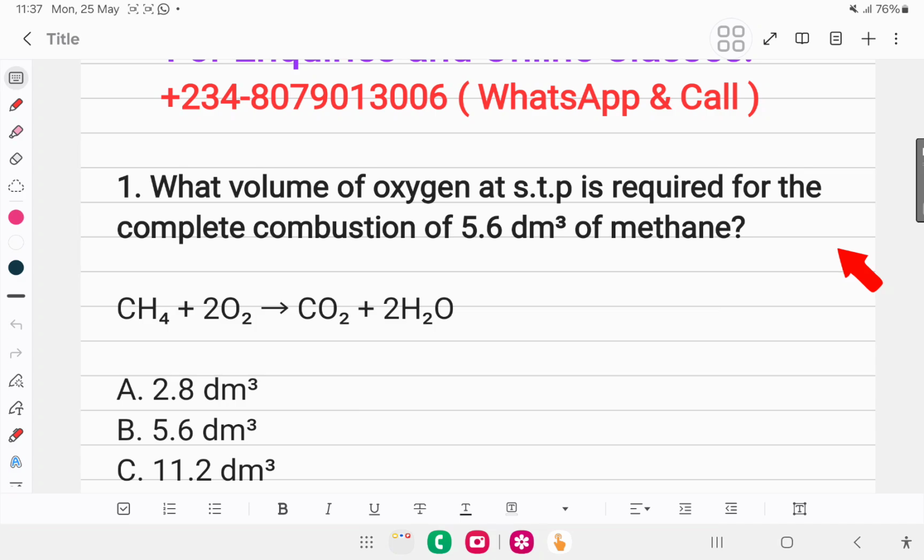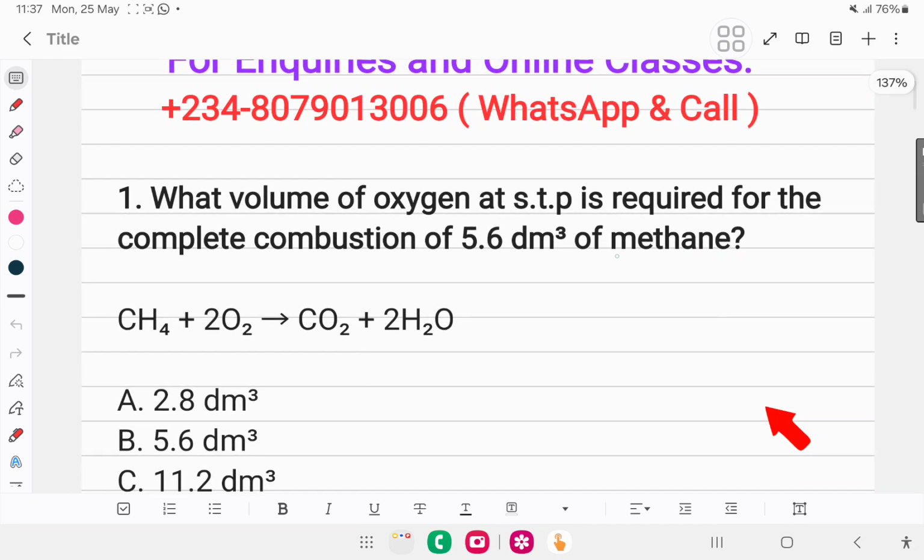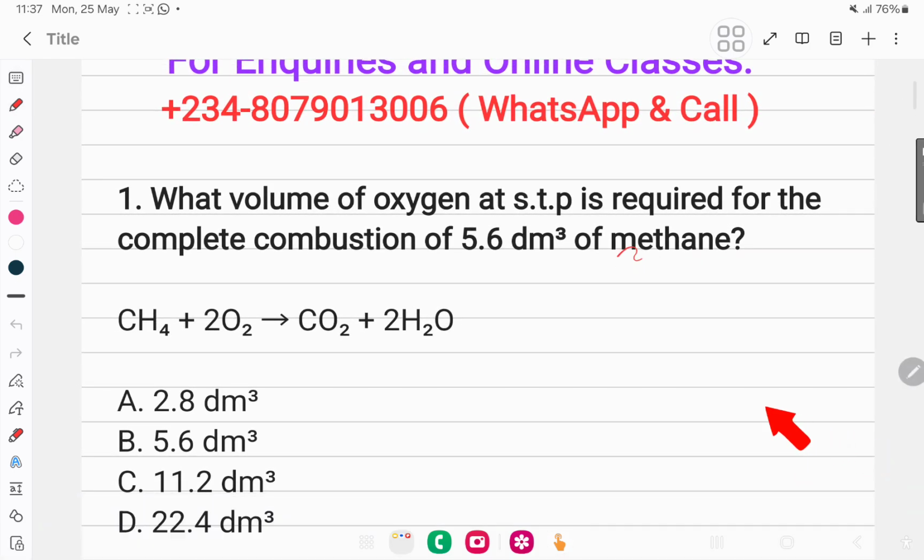If you look at the question, we are finding the volume of oxygen that 5.6 dm cube of methane will require for complete combustion. STP is standard temperature and pressure. How do we approach this question? The first thing you ought to do is identify the two substances that are related together, and these are methane and oxygen. We want to find the volume of oxygen that this volume of methane will require for combustion.